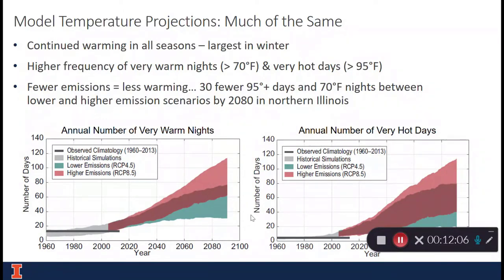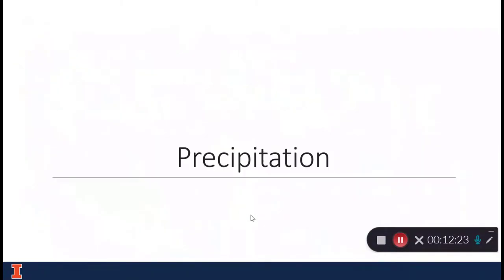So if we can curb those carbon dioxide emissions within the century and go to net zero by mid-century, what the models are suggesting to us is that that could mean the difference between an entire additional month of 95-degree days and 70-degree nights and not having that. So the impacts of that can be tremendous.